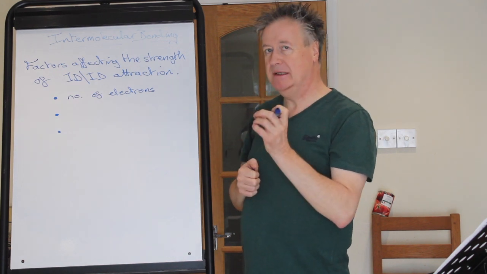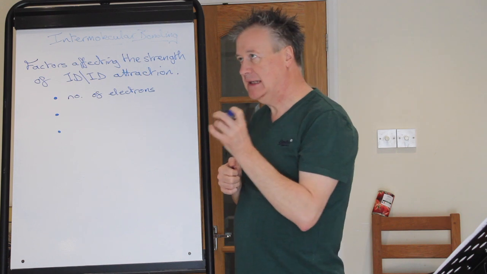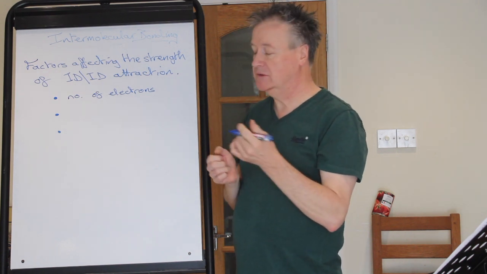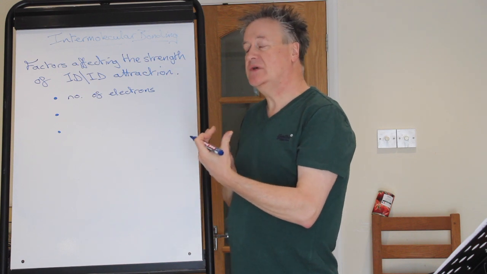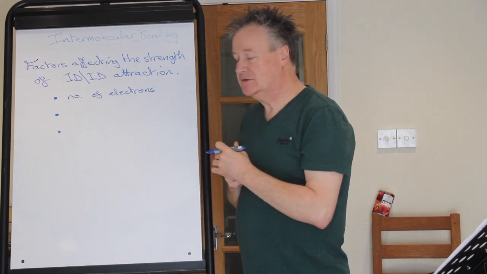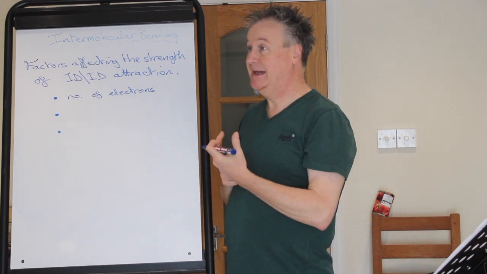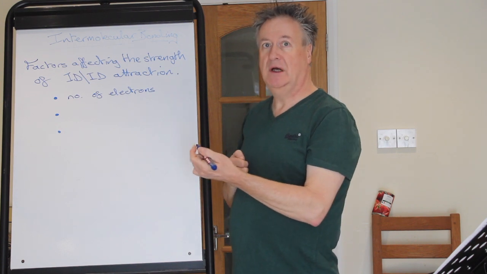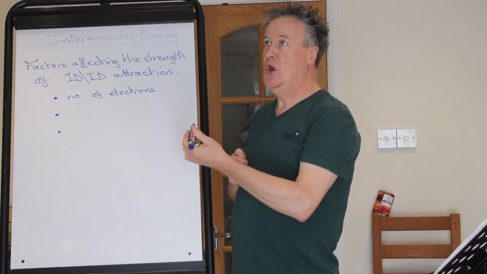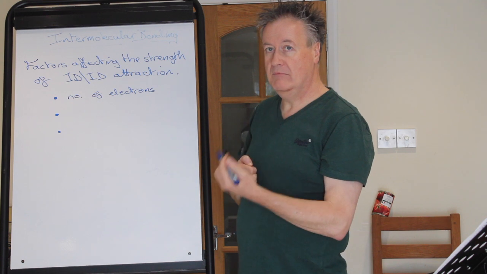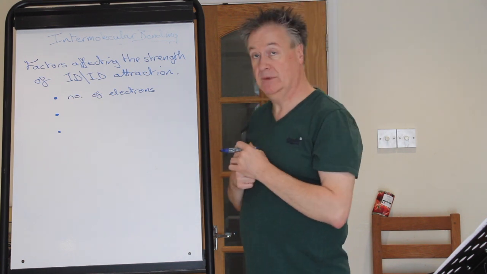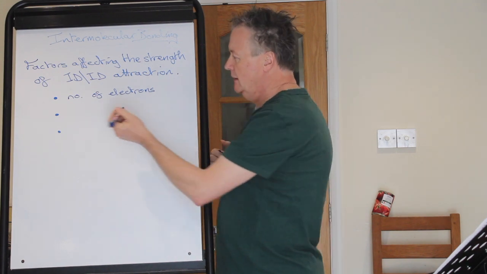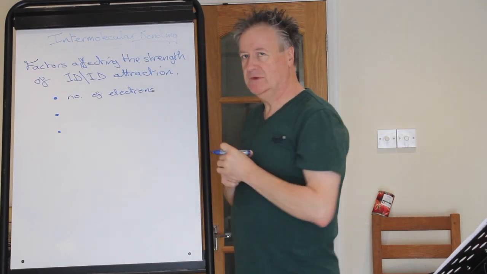So something like helium, hardly any fluctuations, only got 2 electrons. Therefore, the strength of those ID-ID attractions is really low. Helium has, therefore, a really low boiling point or melting point for that matter. In fact, it's really difficult to get helium to go liquid or solid. You have to really pressurize it. So, number of electrons, essential.